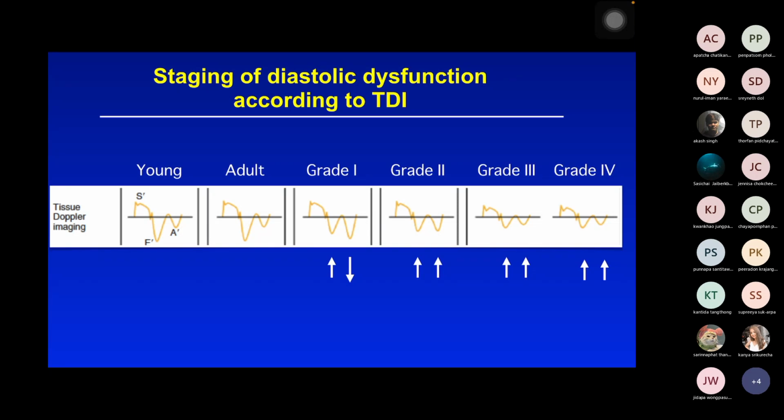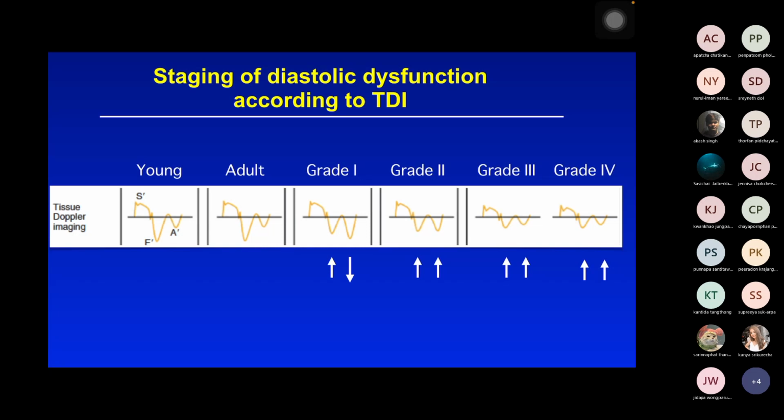Again, grade 1, E prime normal, E prime over A prime. In grade 1, E prime is decreased and A prime is a little bit increased. Grade 2, E prime is still the same and A prime decreased. Grade 3, E prime decreased, A prime decreased, and grade 4, E prime and A prime decreased.